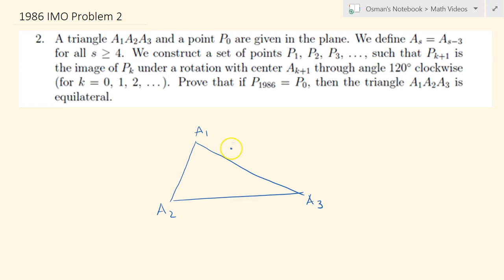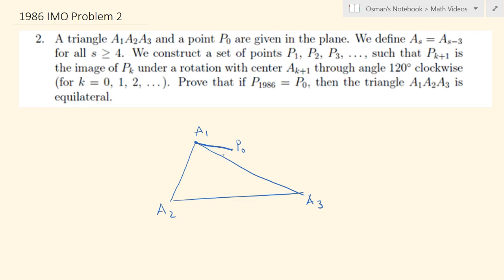So, I'll pick this point P sub 0, and then we implement the following succession of operations. So we will rotate this point P0 around point A1 with a 120 degree angle.